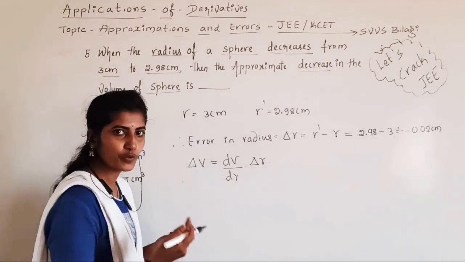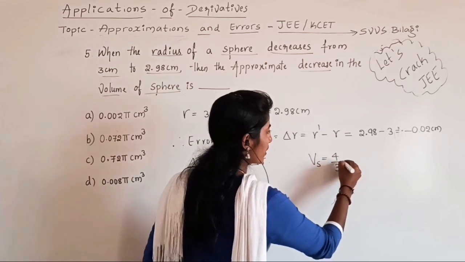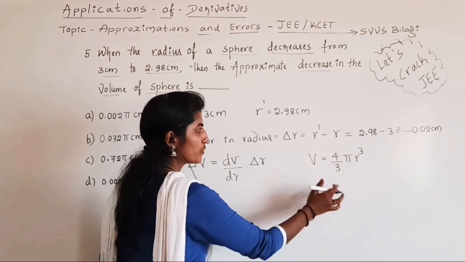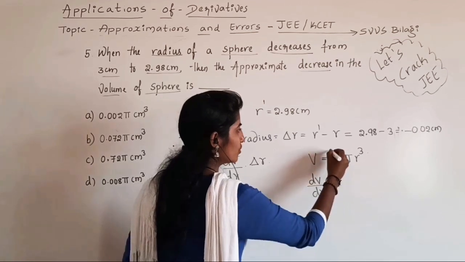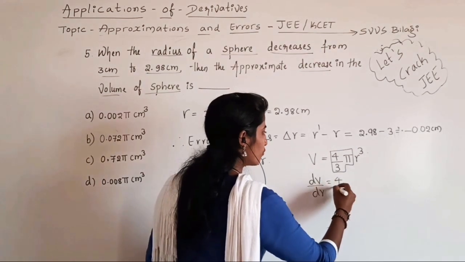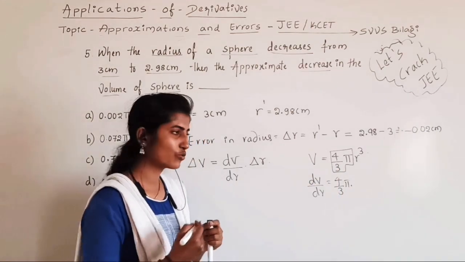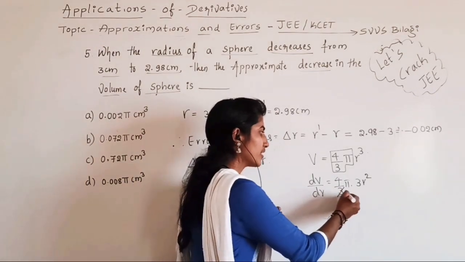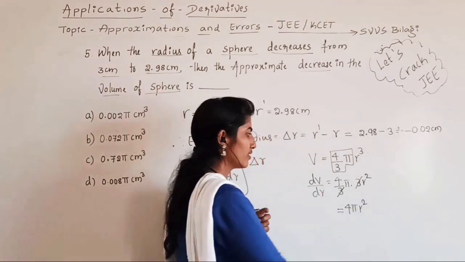Okay. Now how to take this out? We know that volume of sphere is given by 4 divided by 3 pi r cube. So differentiate this volume with respect to its radius, then you will get dV by dr is equal to, since 4 by 3 pi is a constant, keep the constant outside, 4 by 3 pi into differentiation of r cube with respect to r, which is 3r square. Here 3 and 3 get cancelled out, so left is 4 pi r square. That's it.